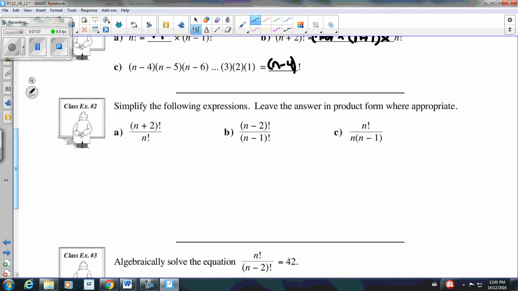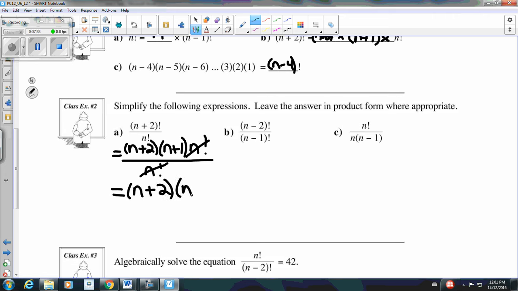Simplify the following expressions. Leave your answer in the product form where appropriate. So here I have (n plus 2) factorial over n factorial. Well, if I expand this out, I'm going to decrease by 1 until I get to my denominator. My denominator was n, so I have n plus 2 times n plus 1. Crossing out the n factorial leaves me with n plus 2 times n plus 1. Sometimes we'll expand these out. We're just going to leave this as factored form right now, though.